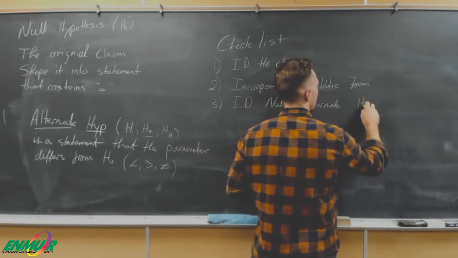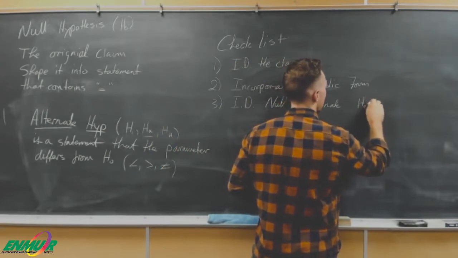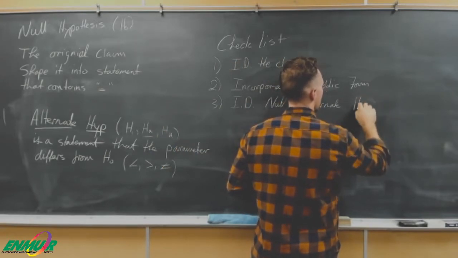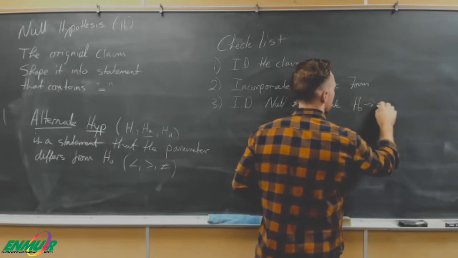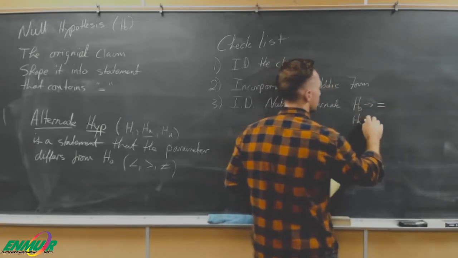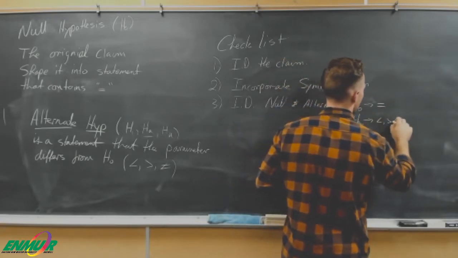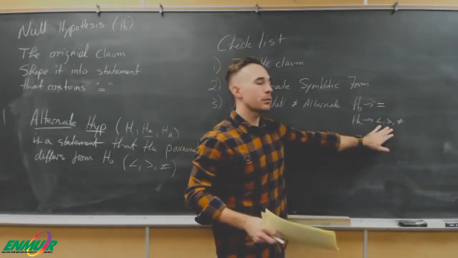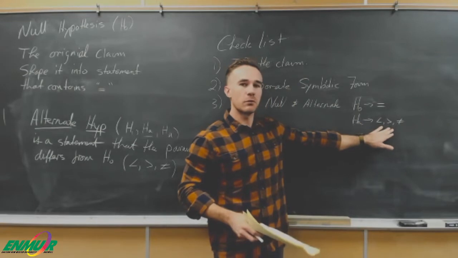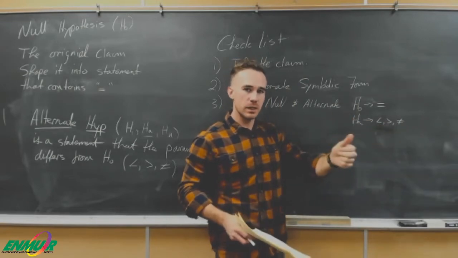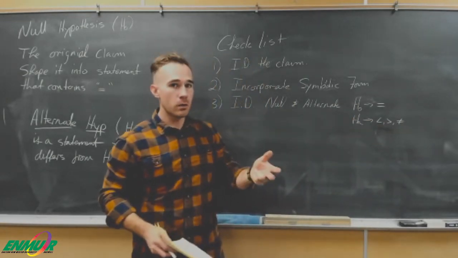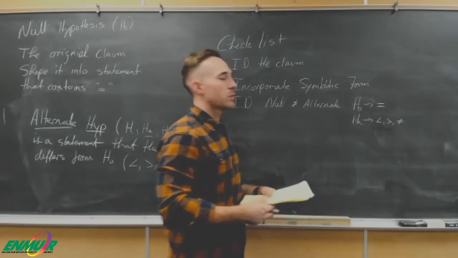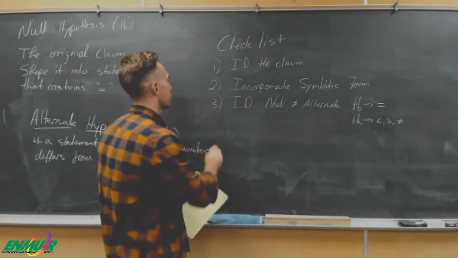So H sub naught is going to have equals. H sub a is going to have less than, greater than, or not equal to. It will not have all three. It's going to have one of the three. You either will have something less than, something greater than, or something that is not equal to, okay? But you will not have all three.